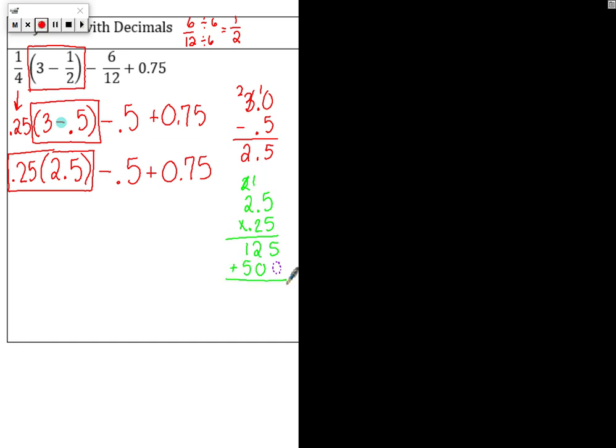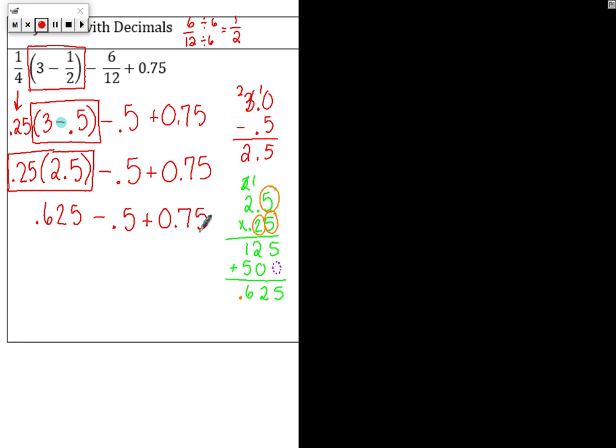I add these together, getting me 5, 2, 6. And then to figure out where my decimal goes, I need to count how many digits came after or behind the decimal. It was 3 digits, so I'm going to have my decimal 1, 2, 3 from the end. So the answer to this is 0.625. Now, I'm going to bring down what I did not use, minus 0.5 plus 0.75.